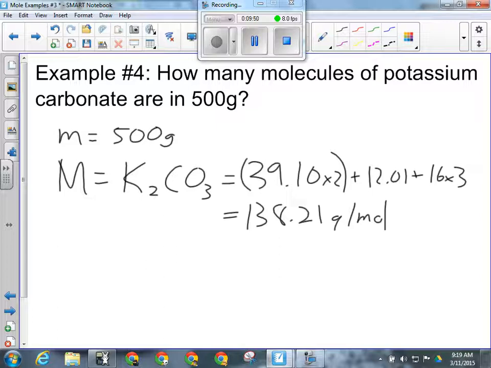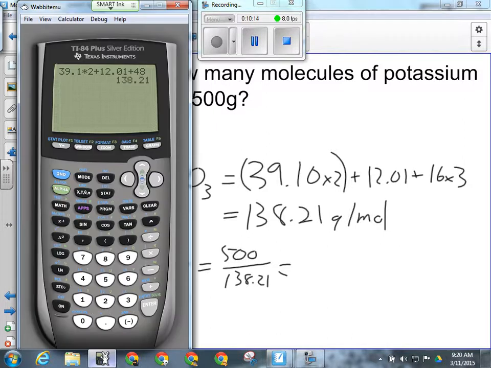Now we should be able to calculate N. N equals little m over big M. How is N going to help me find the number of molecules? If I know the number of moles, and Avogadro's number tells me the number of molecules in a mole, multiplying them gives me the number of molecules. So we'll have our 500 grams divided by 138.21. Okay, 3.62 moles is our answer.